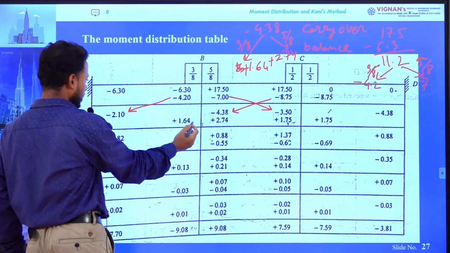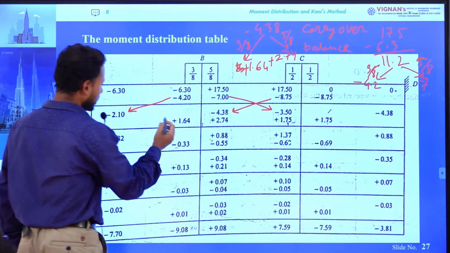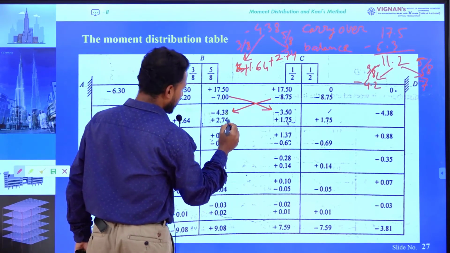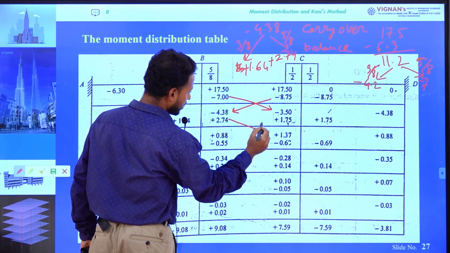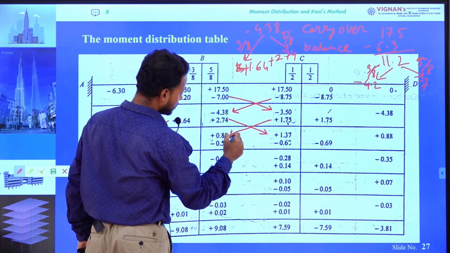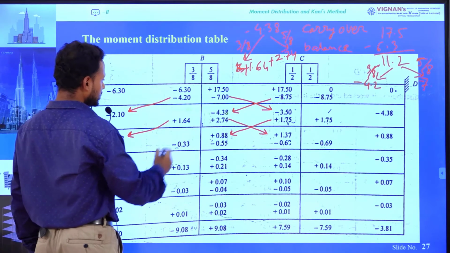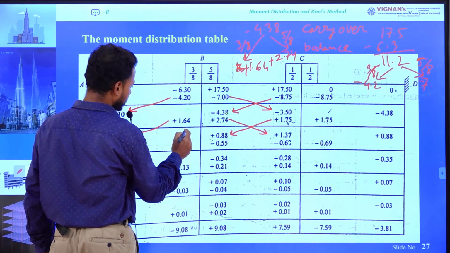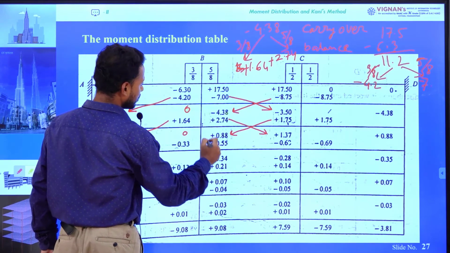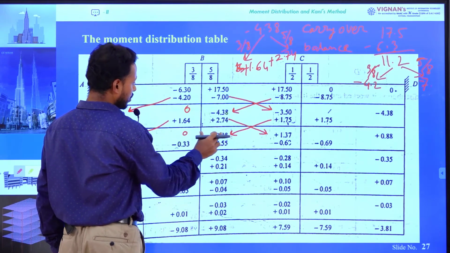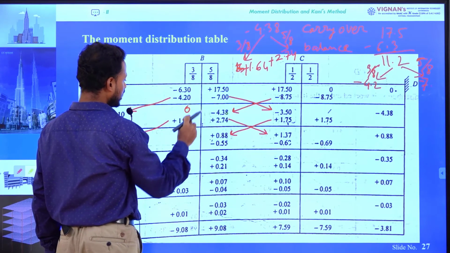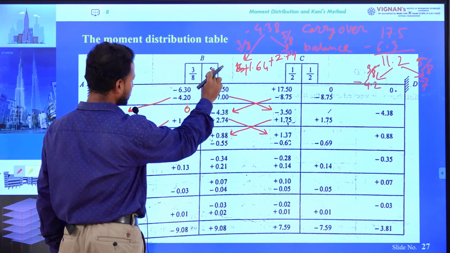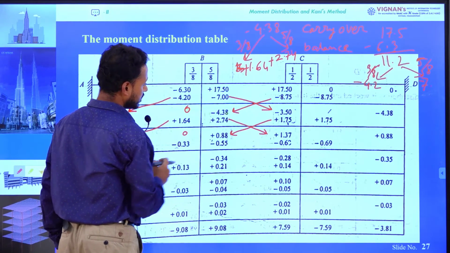So I reached this line. Again, you carry over this moment: 50% at this joint, 50% at this joint, 50% at this joint. Same thing you apply at these two moments. This is 0 moment, consider this is 0. So at these two moments, whatever you get, multiply with this factor and write it here with opposite sign. At these two moments, multiply with this factor, write it here with opposite sign.